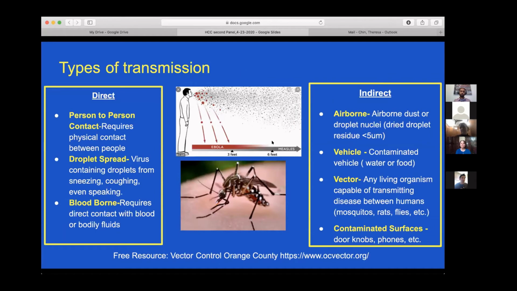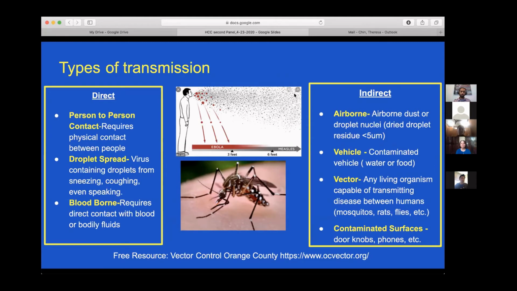So that brings us into this next slide, transmission, because transmission plays a very key role in how we classify viruses and how we can keep them from spreading. It's really important to understand. There are two broad categories of transmission, direct and indirect.